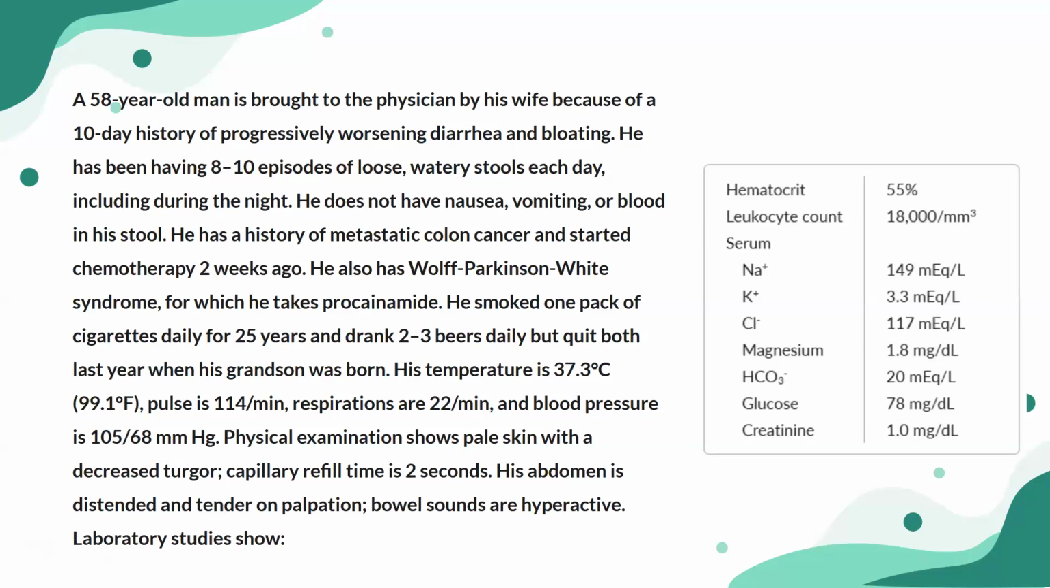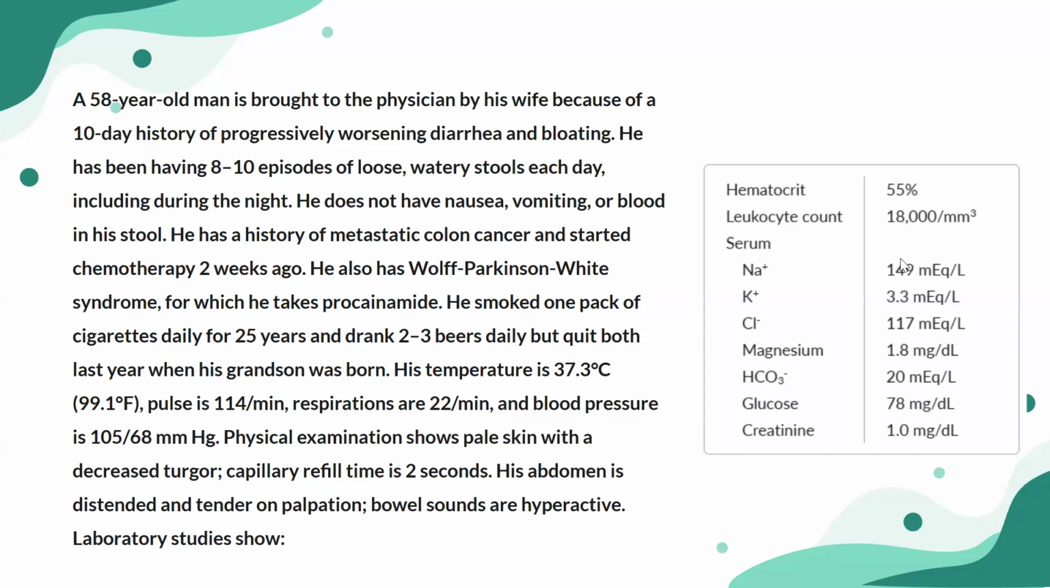The sodium is 149, where the normal is anywhere from 135 to 145. So the sodium is high too. We do have hypernatremia. The potassium is a bit low. 3.6 onwards is considered the normal range. Chloride, magnesium, whatever, bicarb, glucose. Glucose is fine. Creatinine is fine too.